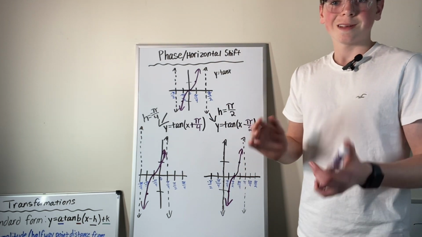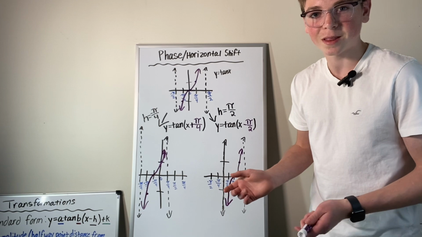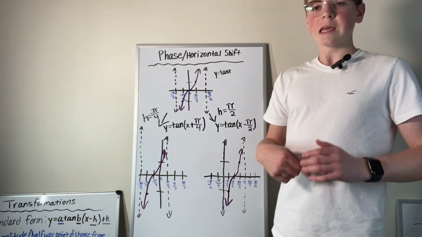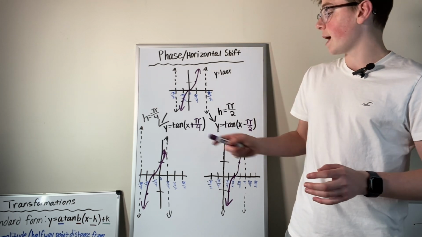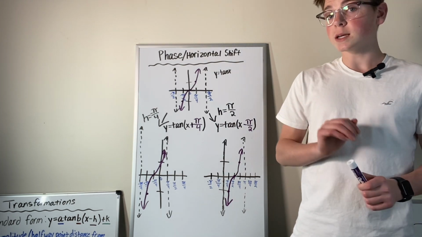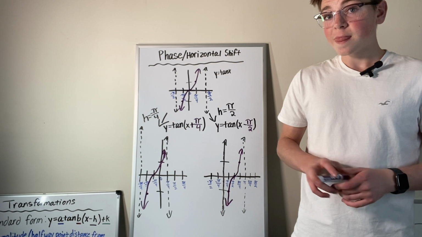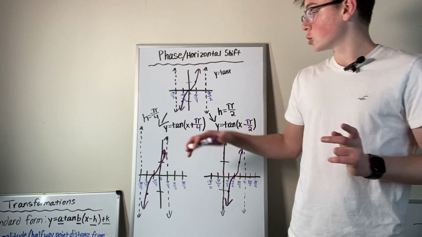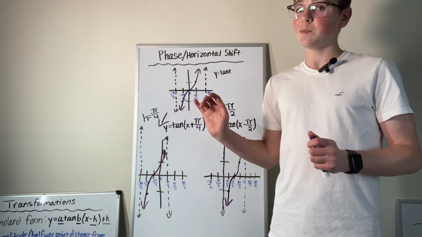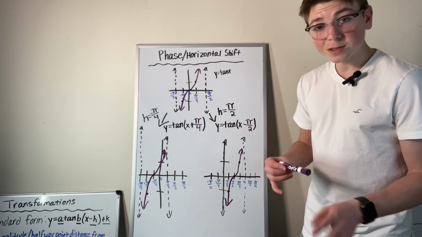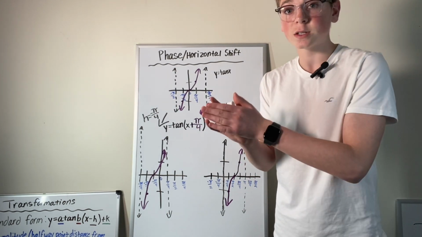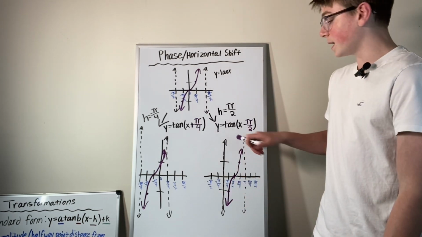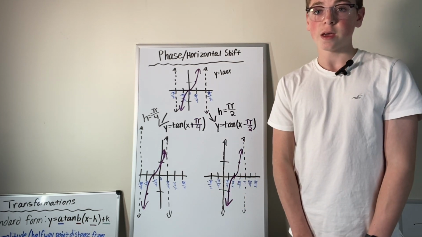Now, let's start by moving to the left. So h equals negative pi over 4. Let's just throw that in the equation. Now we have y equals tangent of x plus pi over 4. Remember that it is minus h, so minus negative pi over 4 is really plus pi over 4. And also remember, when it's x plus, you're moving to the left. When it's x minus, you are moving to the right.